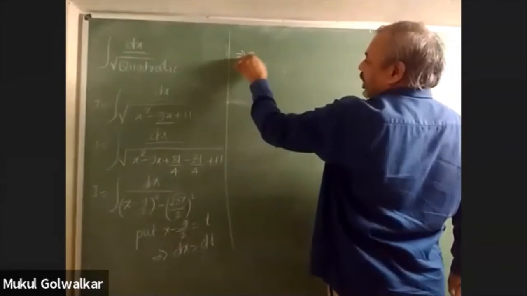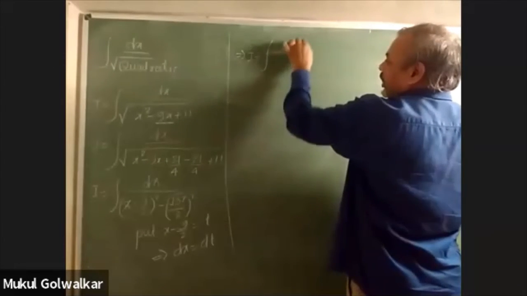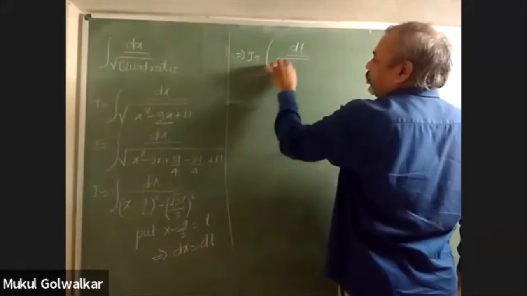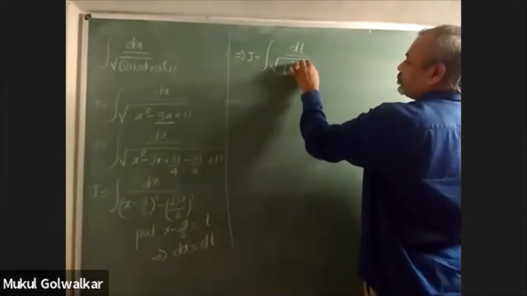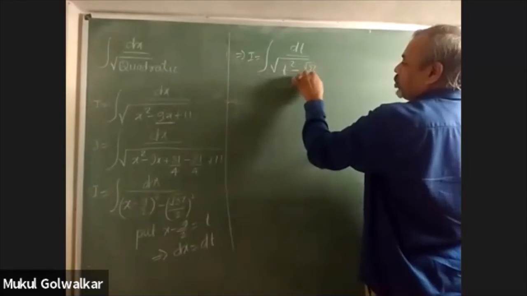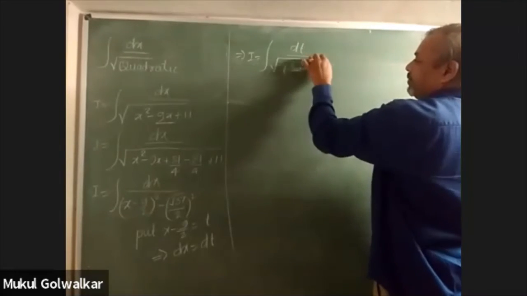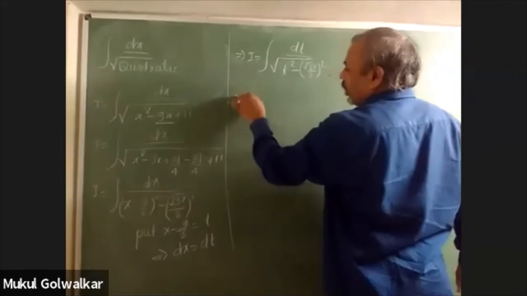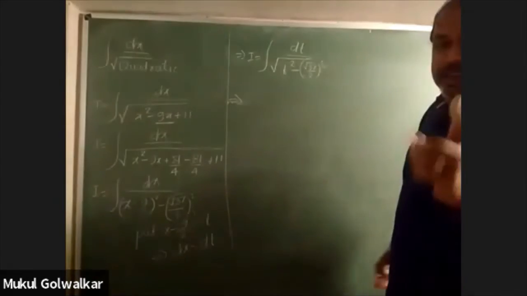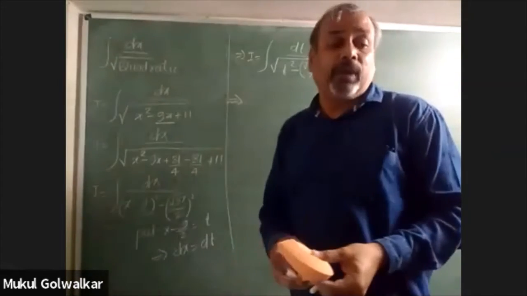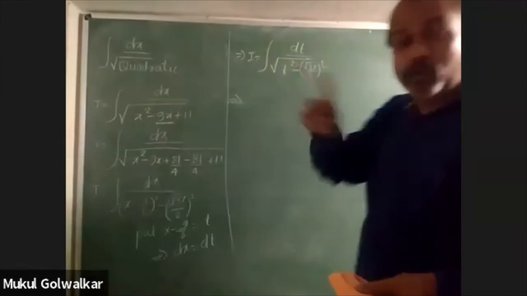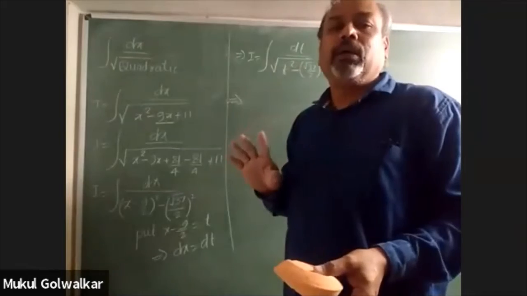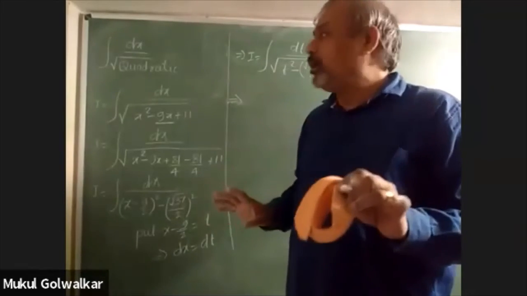So this will imply I is equal to dt upon under root of t square minus root 37 by 2 the whole square. And the standard formula: why is there a need for memorizing the standard formula? Because hereafter, if we do not recall the formula, we are not going to get the marks.